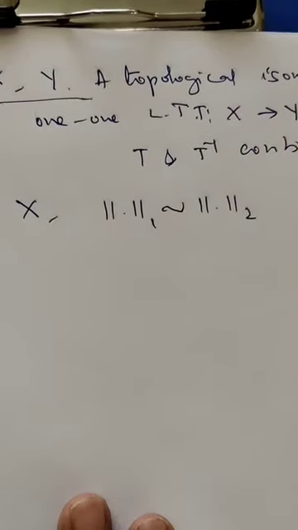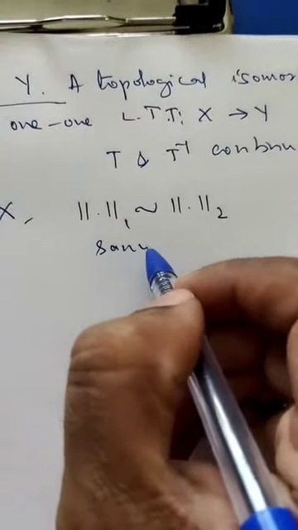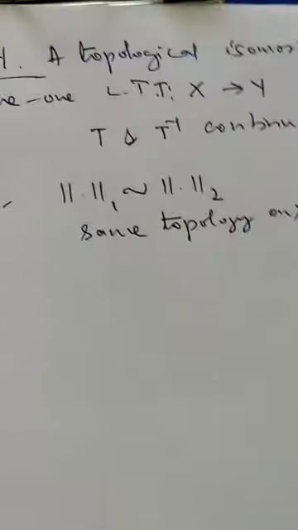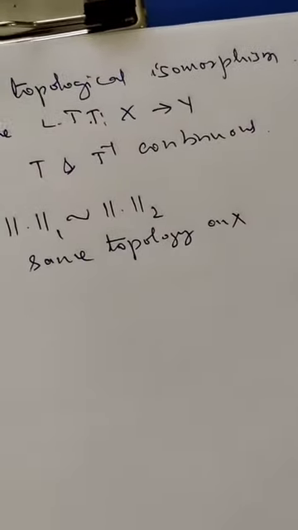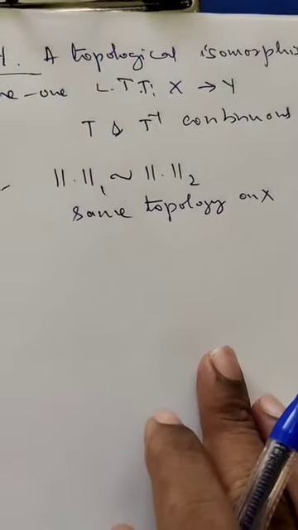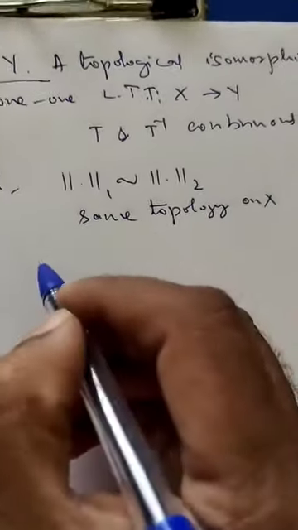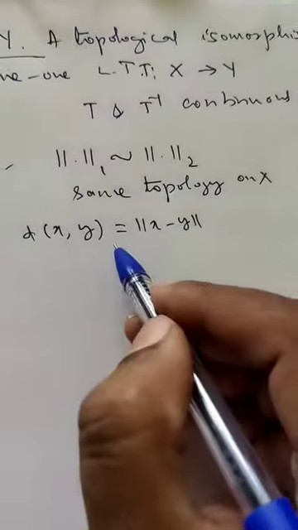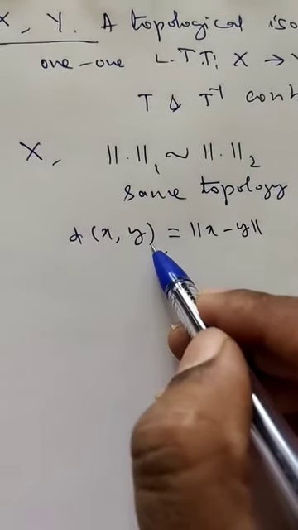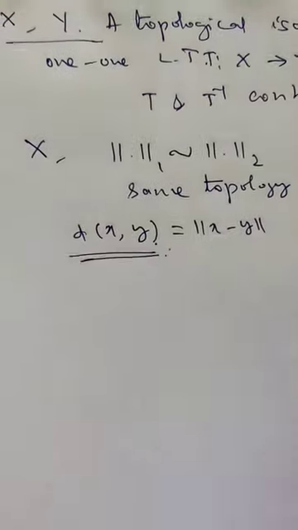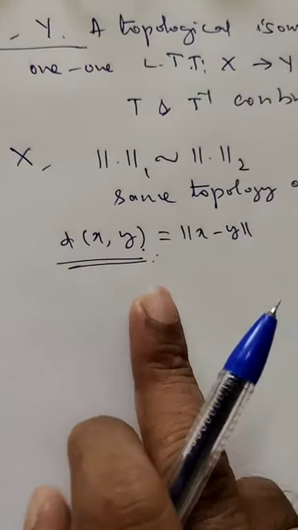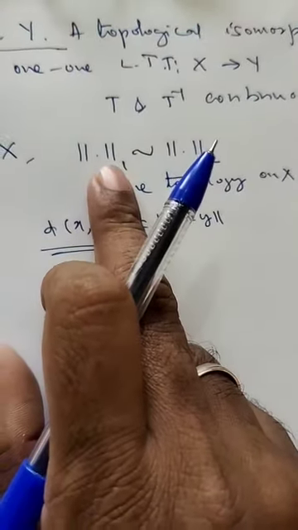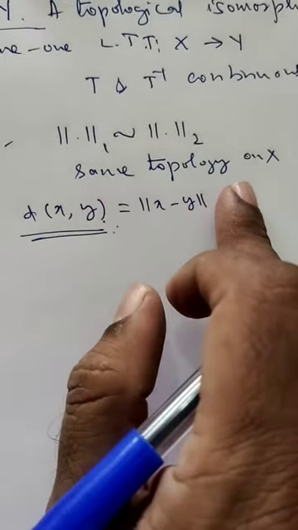they generate the same topology on X. So norm 1 is equivalent to norm 2 if and only if they generate the same topology on X. They generate the same topology means what? Topology is constructed using the metric. So you know that the metric can be defined as d(x,y) is norm of x minus y. This norm induces a metric, which in turn induces a topology. You always know from topology that a metric induces a topology. The topology generated by this metric is called the metric topology. That's why we say norm 1 is equivalent to norm 2 if and only if they generate the same topology on X.